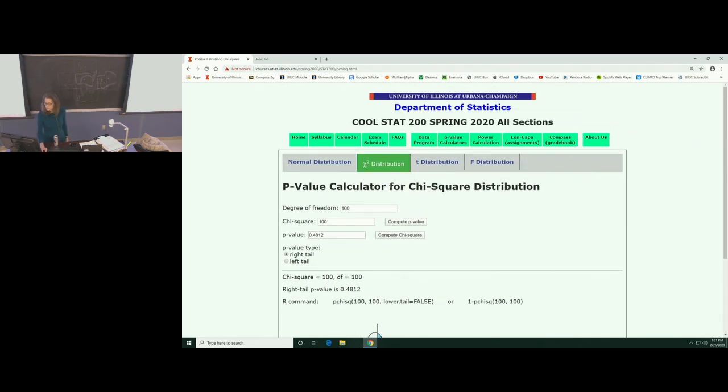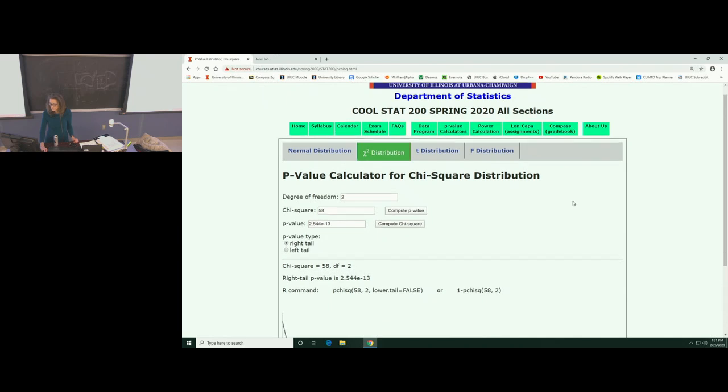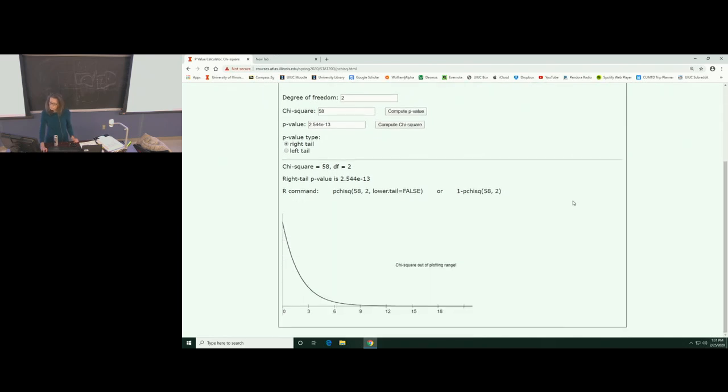So we'll go to our chi-square distribution, and we only have 2 degrees of freedom, and we got 58 as our chi-square. That's huge. So we're going to compute our p-value. What is it? 2.544 times 10 to the minus 13. So that's putting 13 zeros.